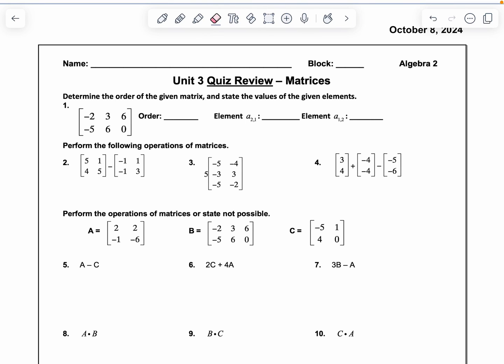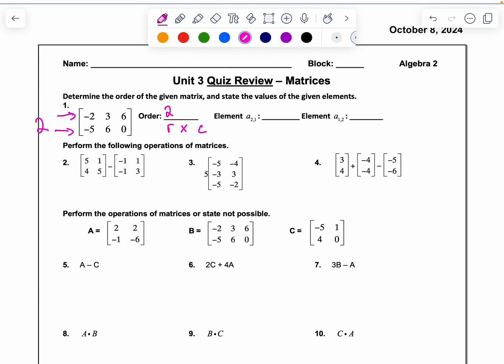Hey everyone, today I'm going to go over the quiz review for our matrices quiz. So a reminder for order is always rows by columns. So we first do the rows number and then we put this X and then do the columns. So rows go this direction. So there are 2 rows, and the columns go this direction and there are 3 columns. So you've got a 2 by 3.